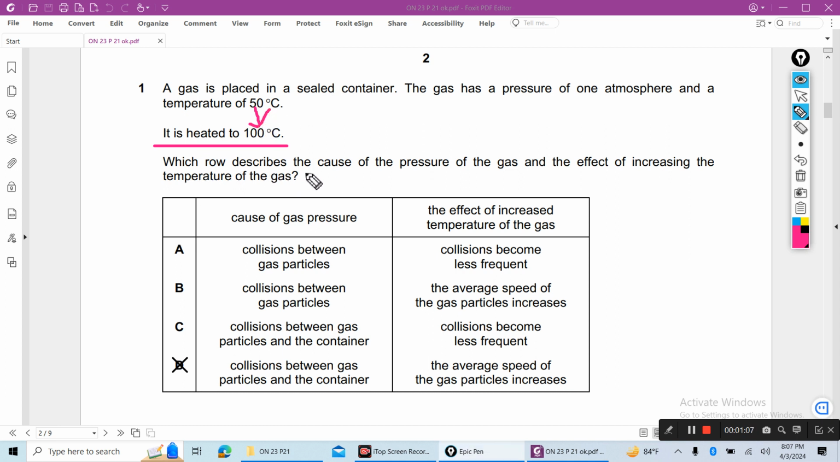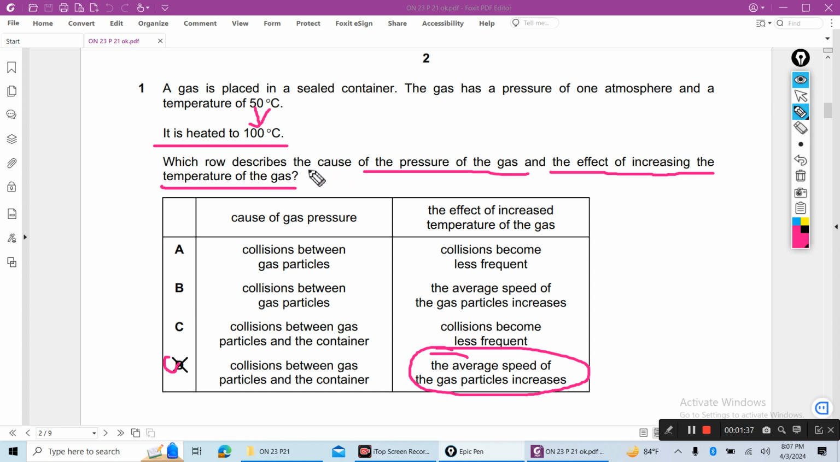So which row describes the cause of the pressure of the gas and the effect of increasing the temperature of the gas? For the effect of increasing temperature, the answer is D. If you increase temperature, the average speed of the gas particles increases.